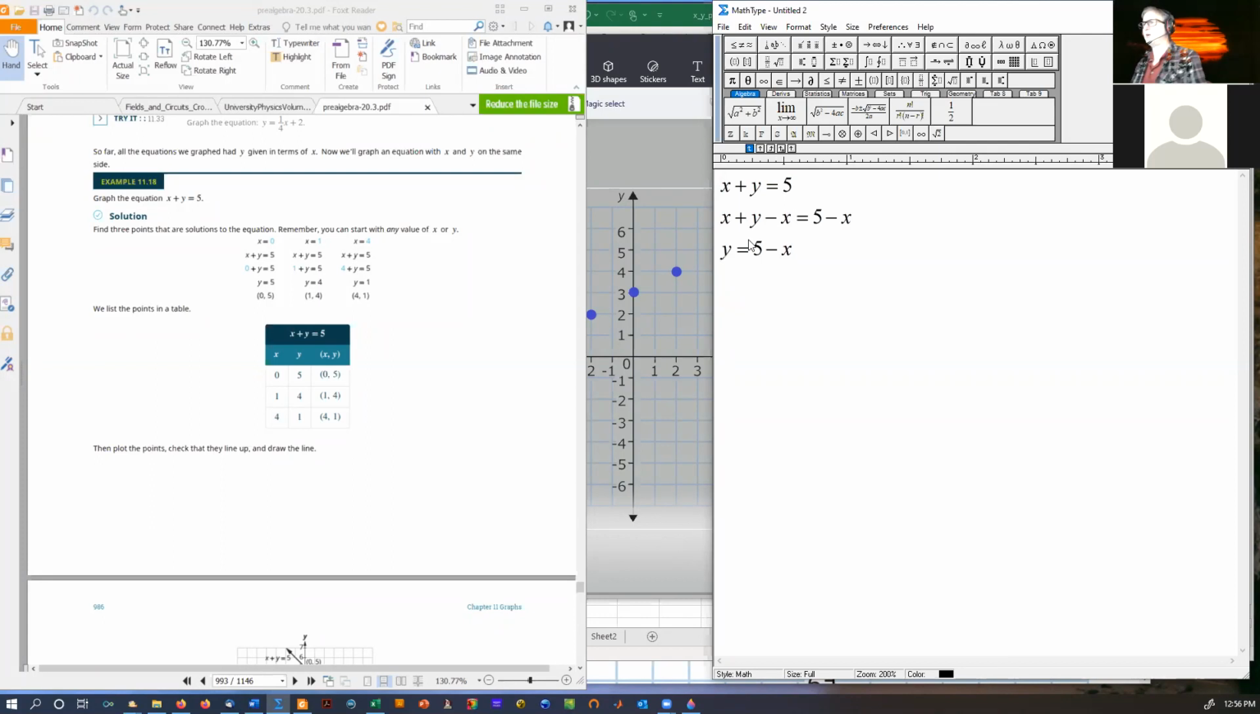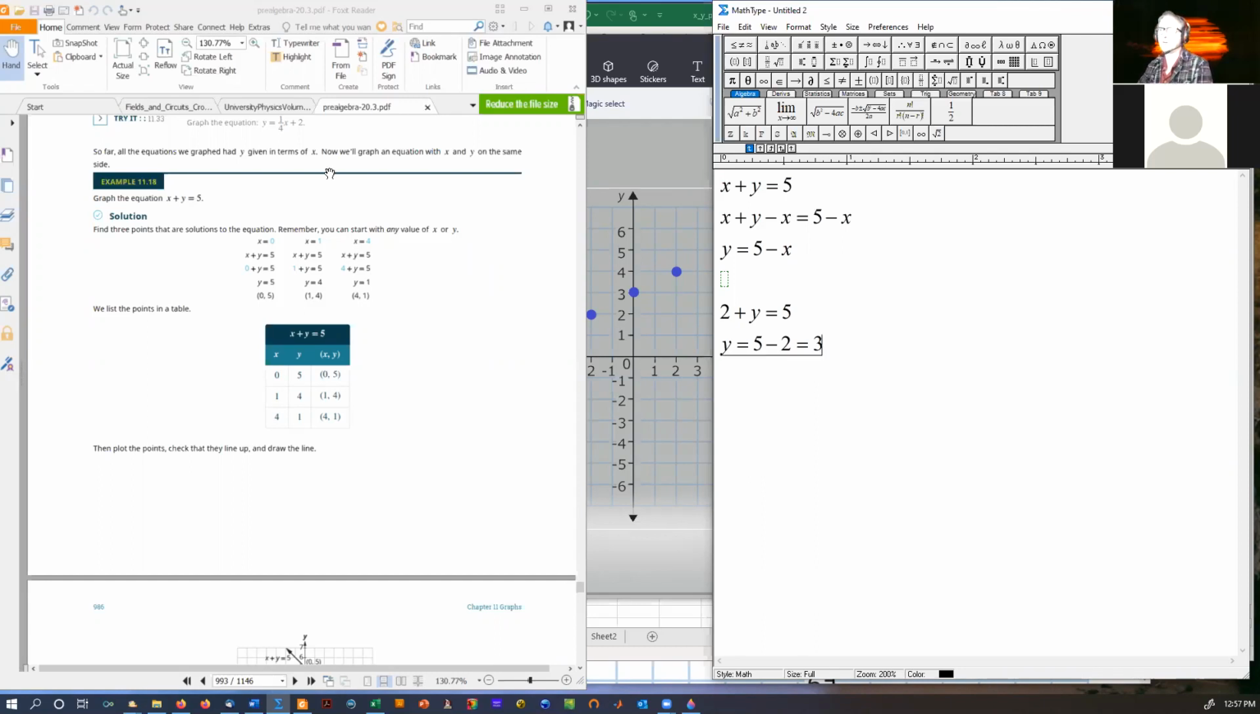And then I can just plot this the exact same way I was doing before. The other way to do it is the way they've done it here. They've said, okay, pick a value for x. So let's say x is equal to 2. So we'd have 2 plus y equals 5. And then they would subtract 2 from both sides so that y is equal to 5 minus 2, which is equal to 3, right? It doesn't matter which way you do it.